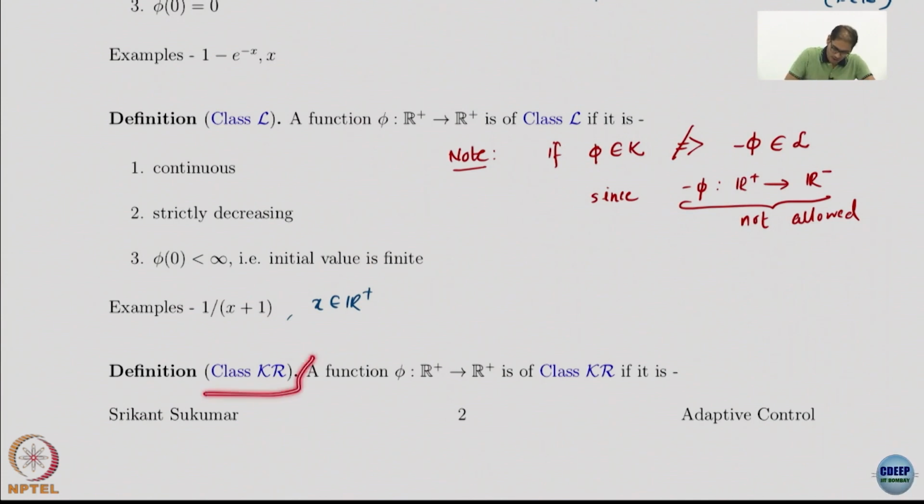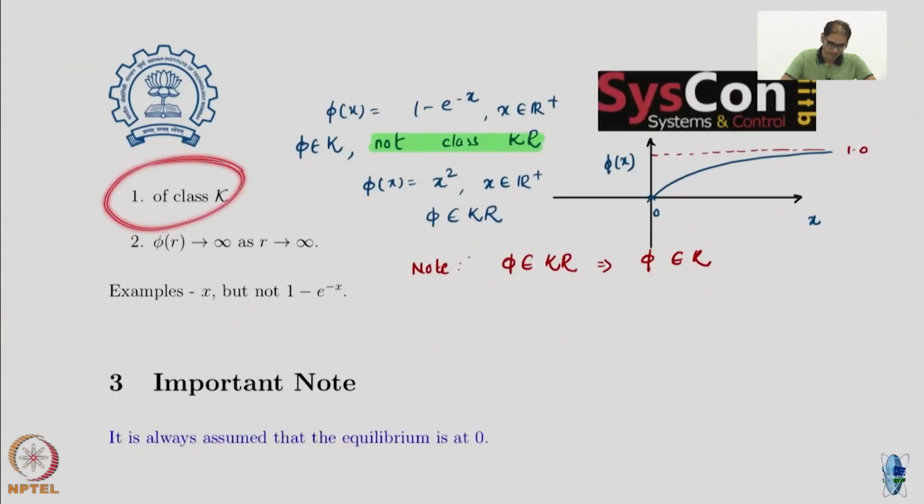Now we have another characterization, which is a stronger characterization. It is a class KR function. A function, again same arguments, is class KR if it is class K and it goes to infinity as the argument goes to infinity. That is the only additional requirement. One of the examples we considered for class K deliberately was this, and that function looks like this, strictly increasing, no problem, but it maxes out at 1. It never exceeds 1 for whatever value of the argument, keeps getting closer and closer to 1 but never actually hits 1.